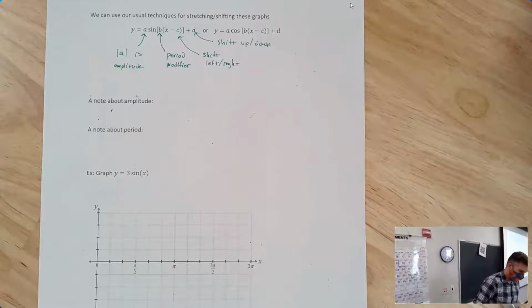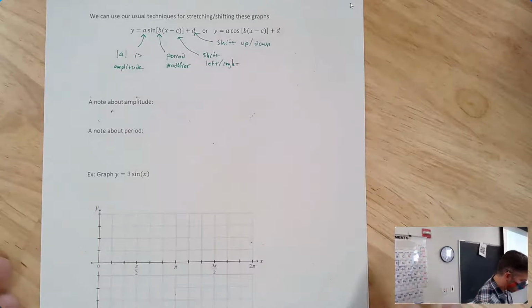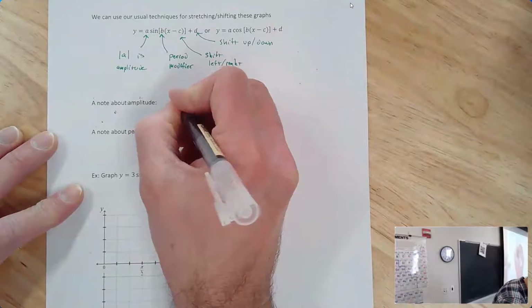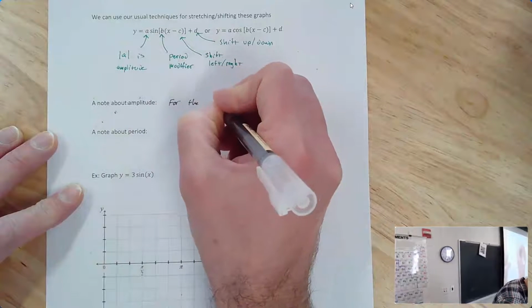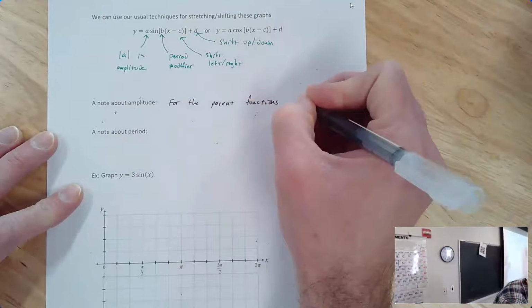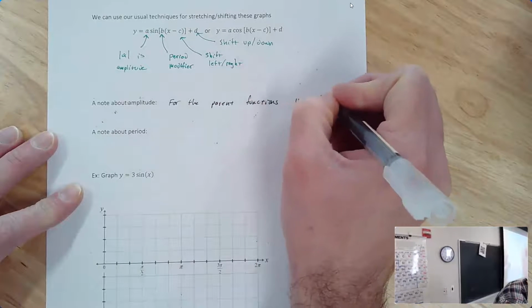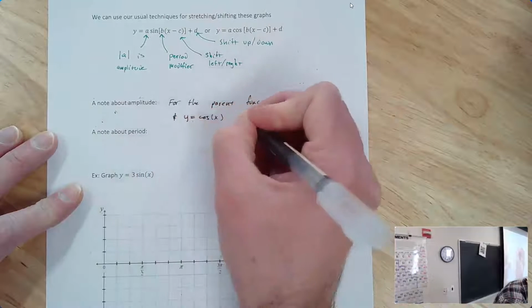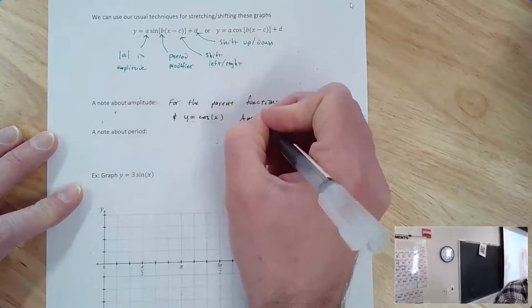Okay. A couple notes which you already kind of mentioned, but I just want to say them explicitly here. For the parent functions, y equals sine of x and y equals cosine of x, the amplitude is 1.